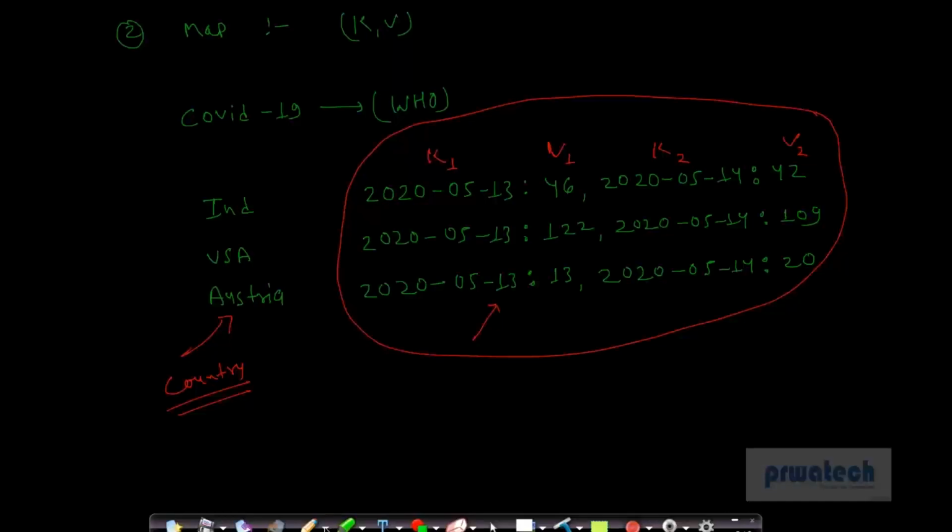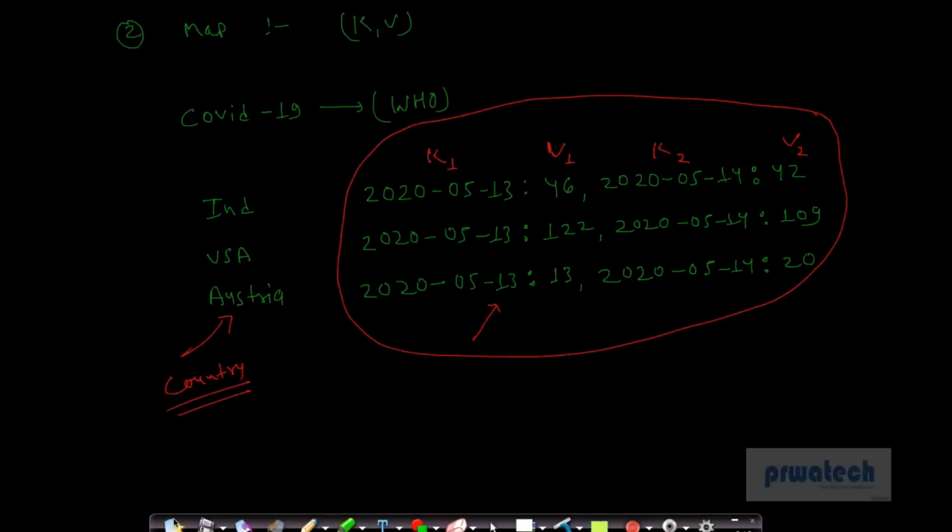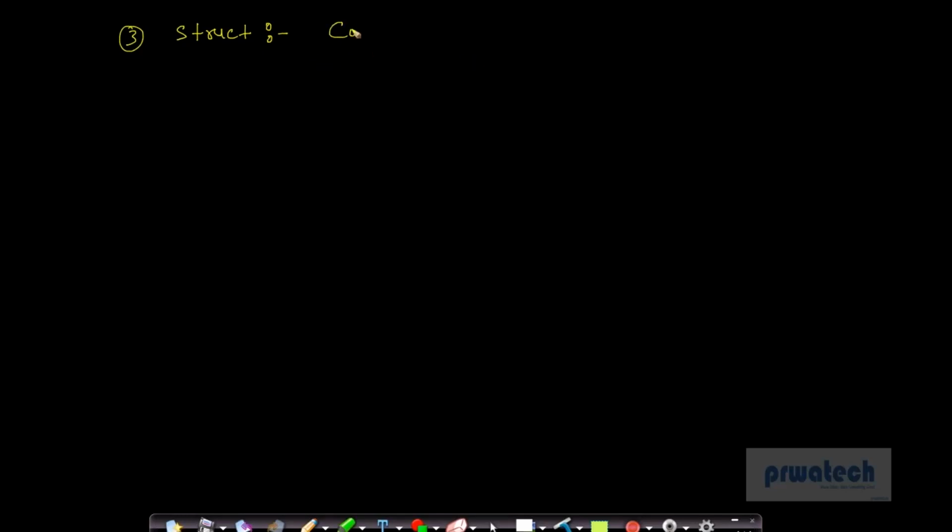the third query is for struct. So the third type is struct. Now struct, I can say is just the opposite of the definition of array. Array says collection of similar elements. Struct says collection of different elements. So, collection of different elements.